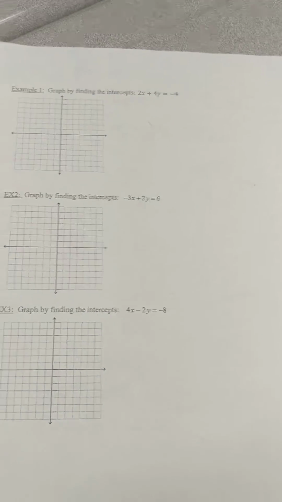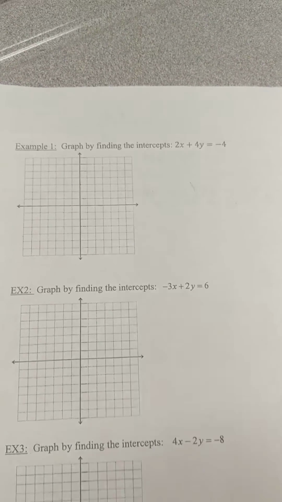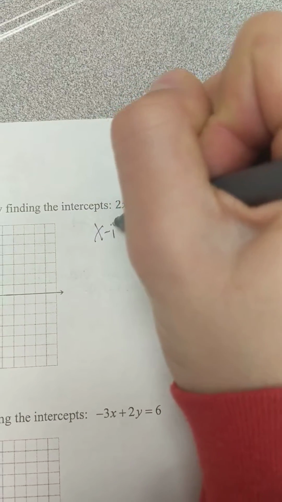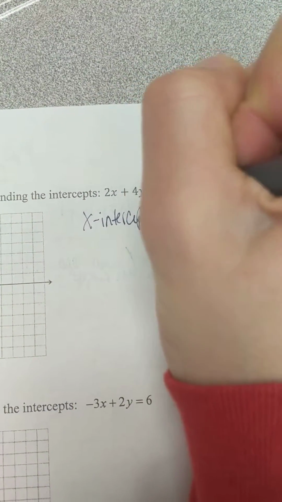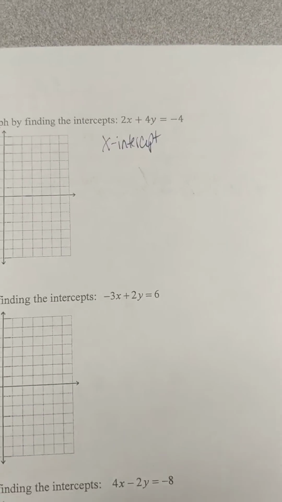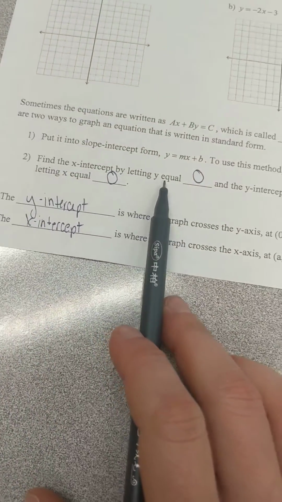So if you flip over, we'll look at 3 examples together. So we're going to graph them all by finding our intercepts. Okay, so we're going to do 2 of them. We're going to first find our x-intercept. It doesn't really matter which one you start with. We're just going to start with x. Why not? So to find the x-intercept, flip back over here real quick. Find the x-intercept by letting y equal 0.